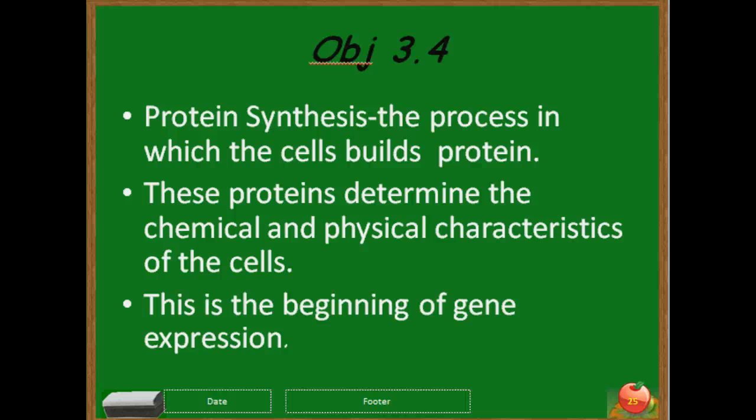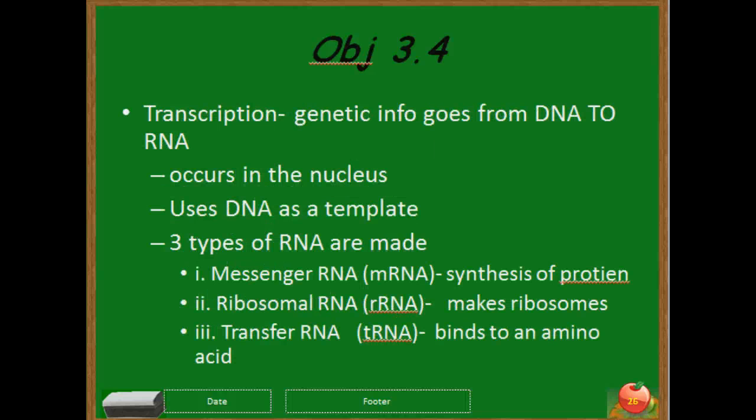Once we get that part done, then we have to actually get to the protein area. So if we want to make keratin, and keratin is a protein in your hair, what we have to do is go through a process called transcription. It's very, very important to know that transcription is going from DNA to RNA, and you must know that it occurs in the nucleus. This is very, very important.